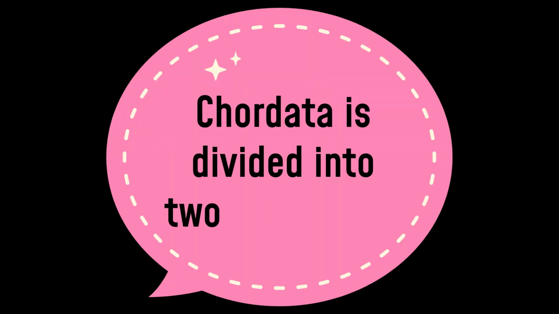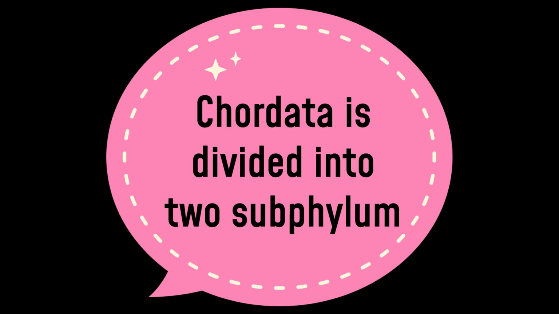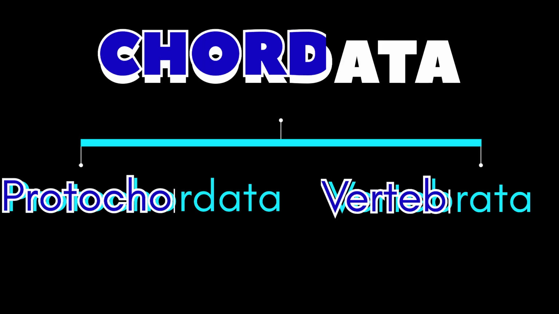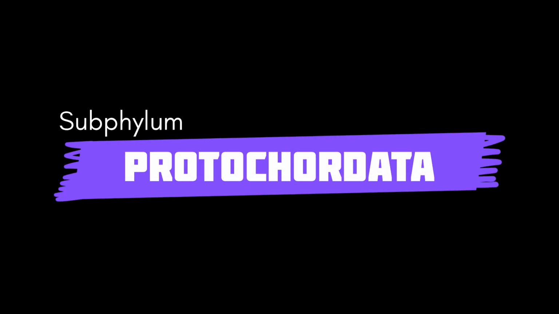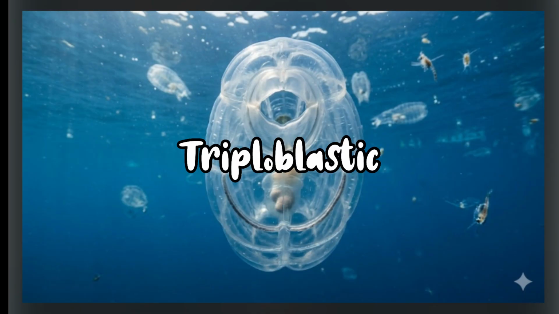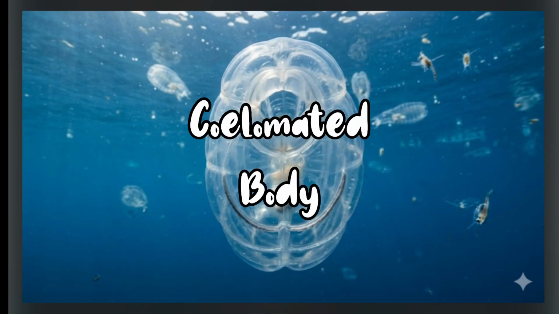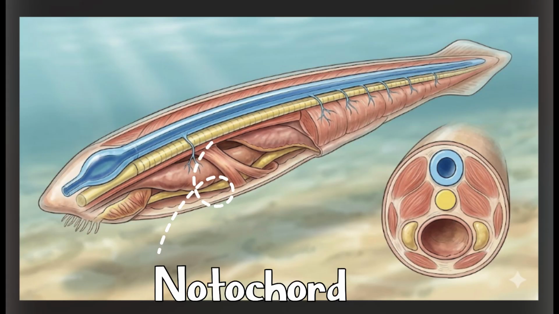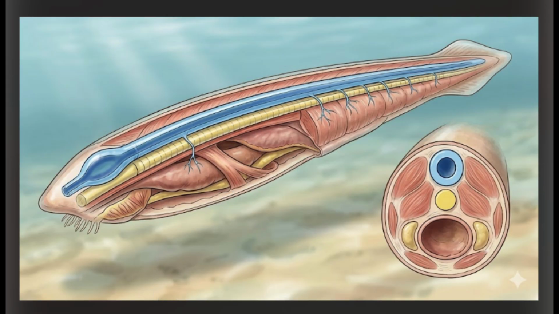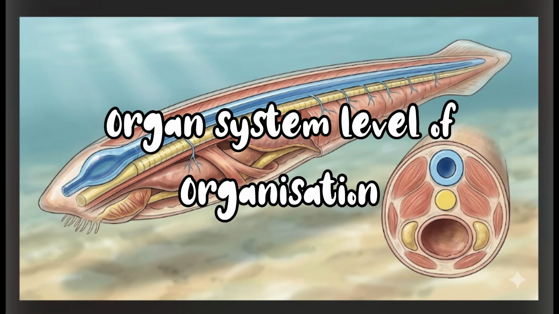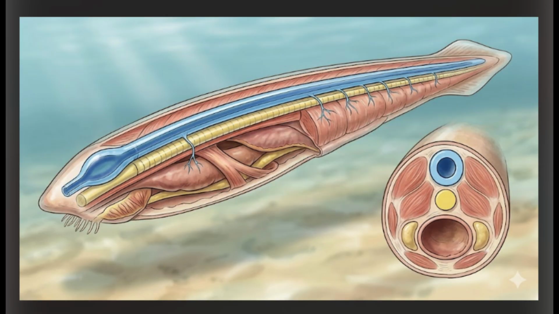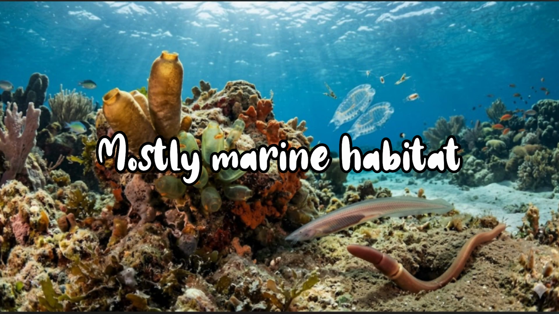Chordata phylum is further divided into two subphyla, Protochordata and Vertebrata. Protochordata, bilaterally symmetrical, triploblastic, and coelomated body, show development of notochord at certain stage of their life. They exhibit organ system level of organization. Habitat is mostly marine. Examples include herdmania and amphioxus.